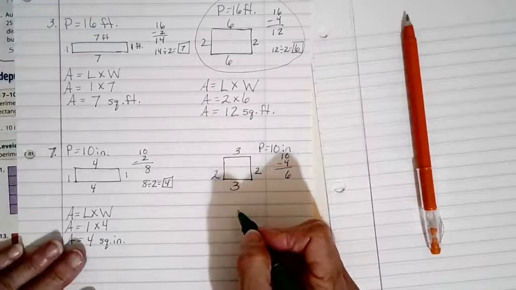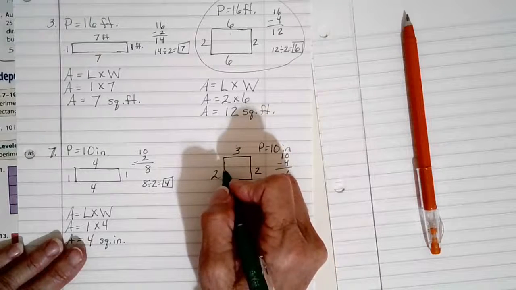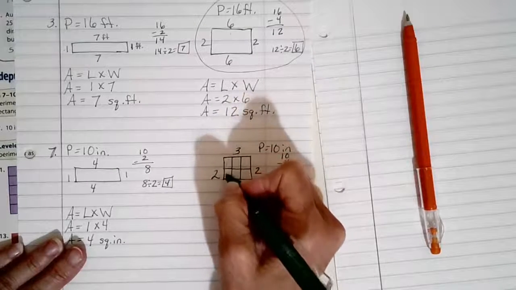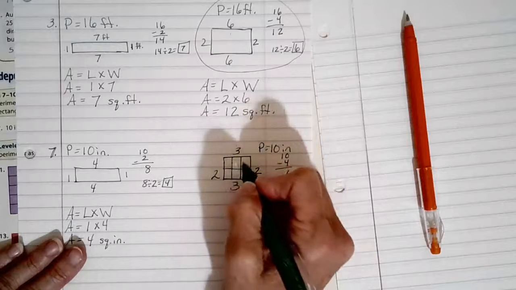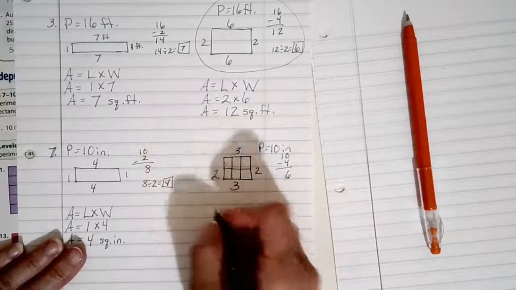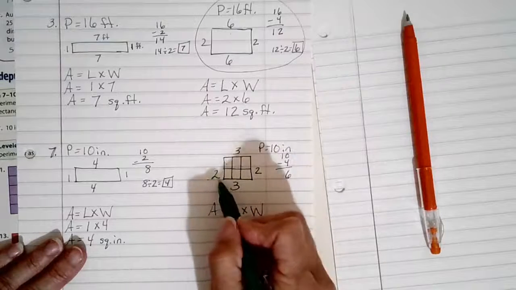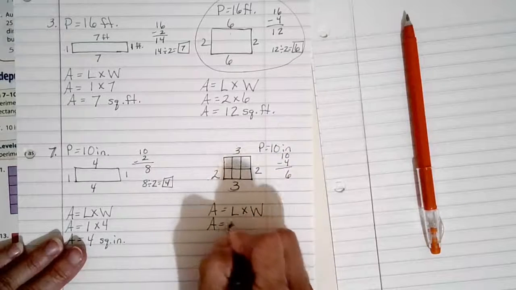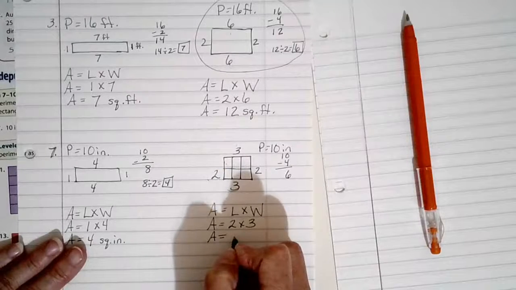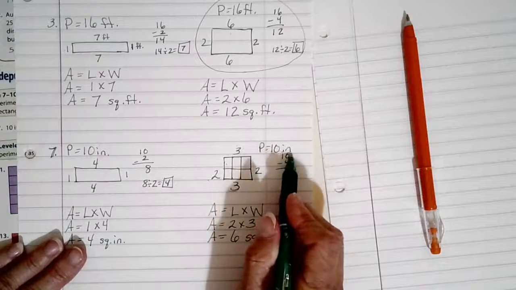Now I have to figure my area. Now, if you're having difficulty because I don't have the lines here, let me draw them in for you real quick. So remember, I got 2 units on the side and 3 across the top, in case that helps you figure this area a little better. So my area equals length times width. So I've got 2 and 3. Area equals 2 times 3. What's 2 times 3? It's 6. 6 square what? What was our unit of measure?